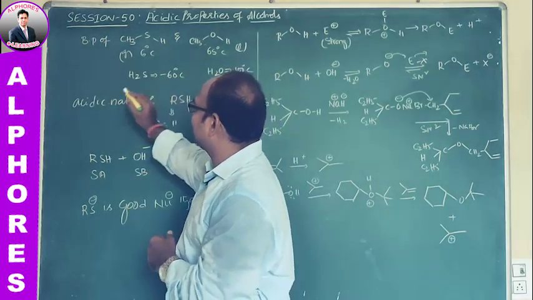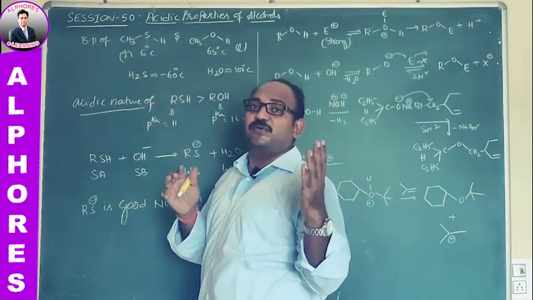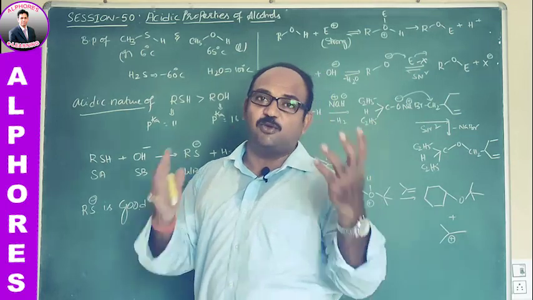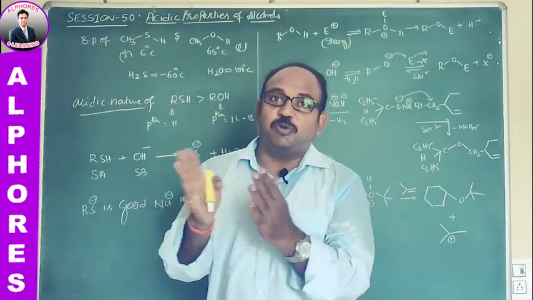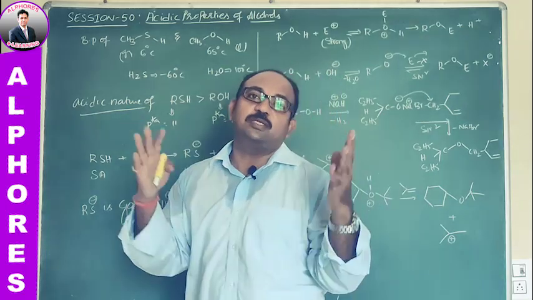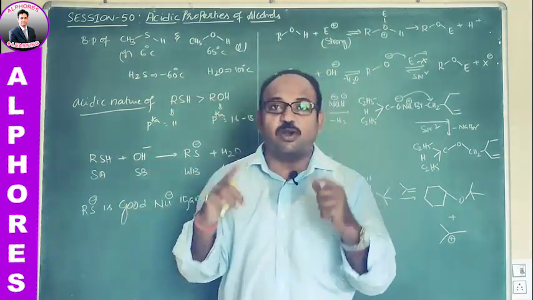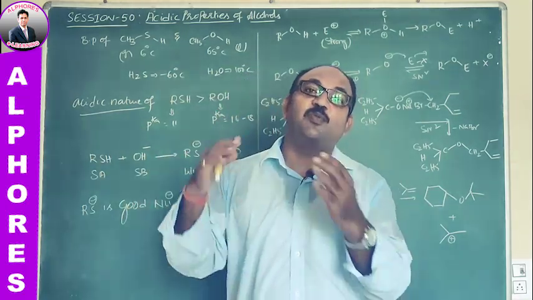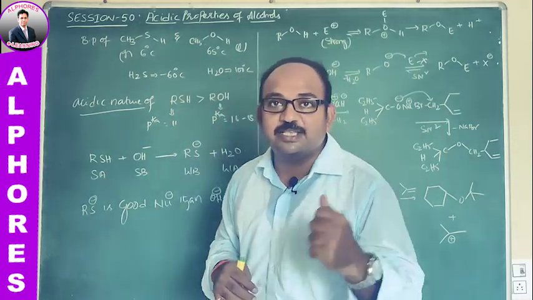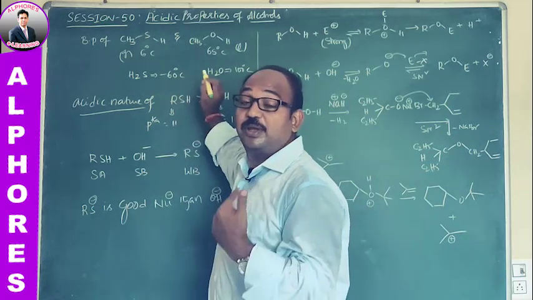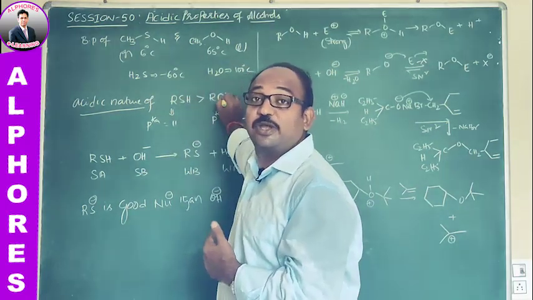Fine. Let's come to acidic nature of RSH and ROH. Just now we discussed that SH bond polarity is less and OH bond polarity is more. In general, what do you think? OH is more acidic than SH? No. RSH has more acidic nature than ROH.